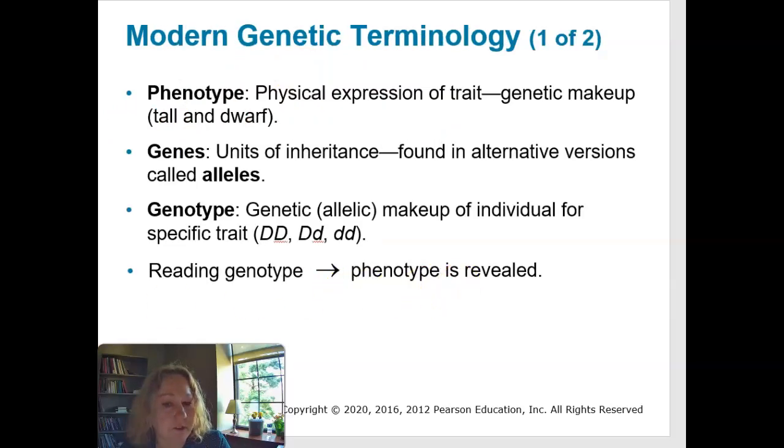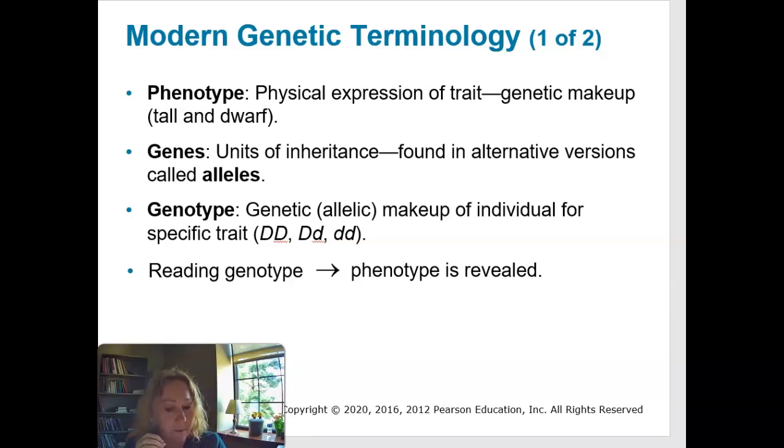Meiosis. Phenotype. So again, the physical expression of traits, the genetic makeup. Is it tall? Is it short? Is it red? Is it blue? Is it wrinkled? Is it smooth? Versus genes, or the unit of inheritance, found in alternative versions called alleles. The genotype is the allele makeup.